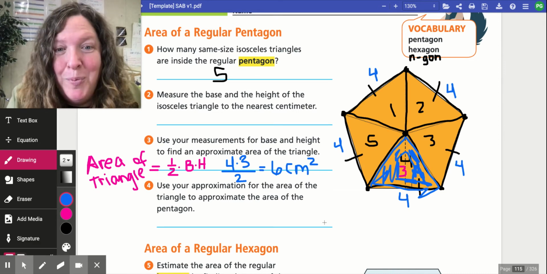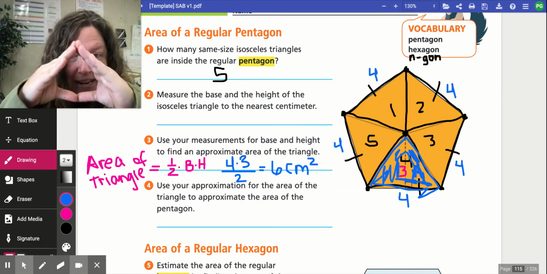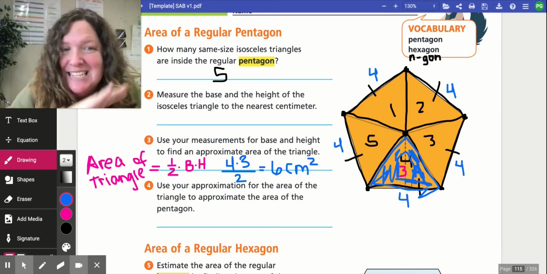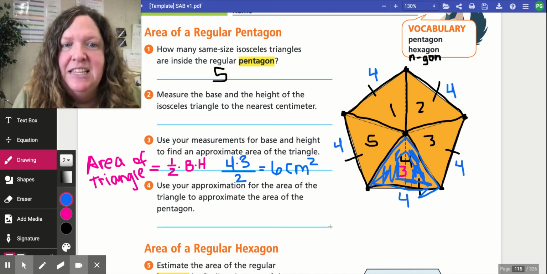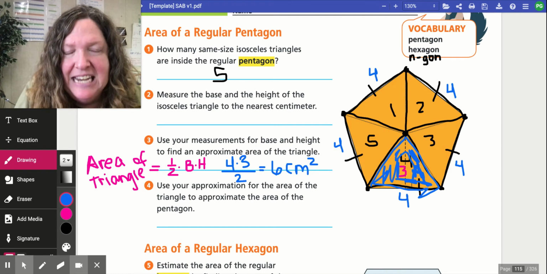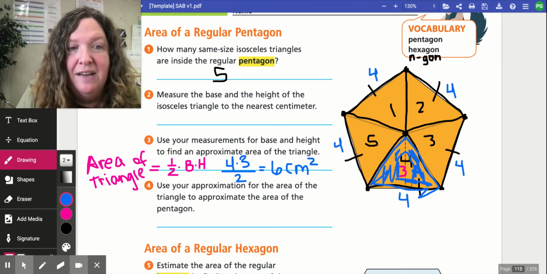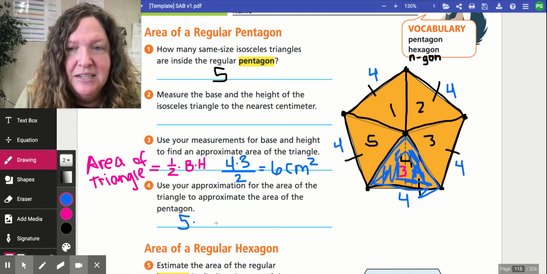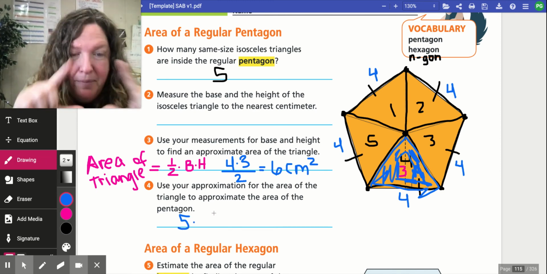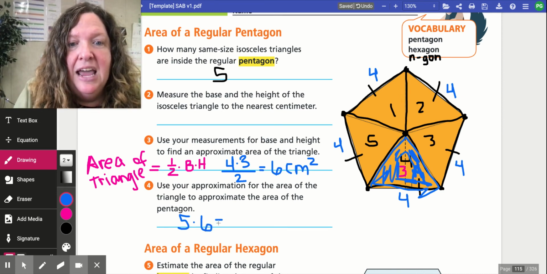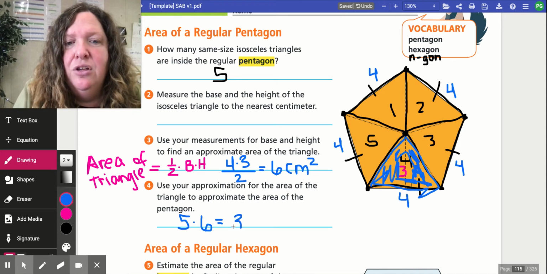All right. I hope you said, well, if I know 1 is 6 and I have 1, 2, 3, 4, 5 exactly like them, they're exactly the same. I hope you knew we could multiply the number of the n-gon, in this case, the pentagon, penta means 5. So we could multiply the number, the 5, times the number that we know it is on one of them, 5 groups of 6 centimeters squared. And I hope you knew we would get 30 square centimeters.